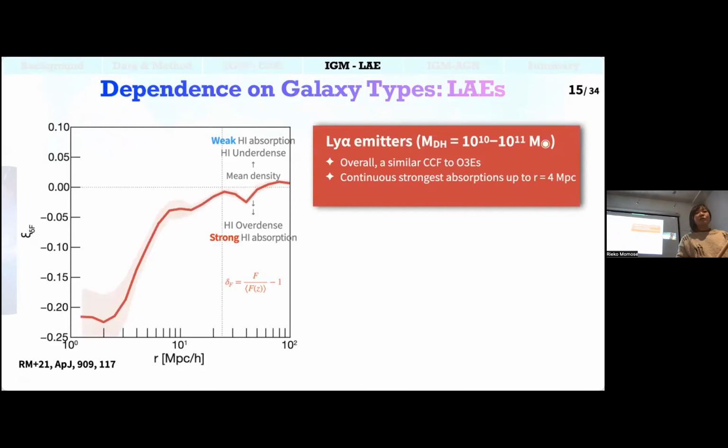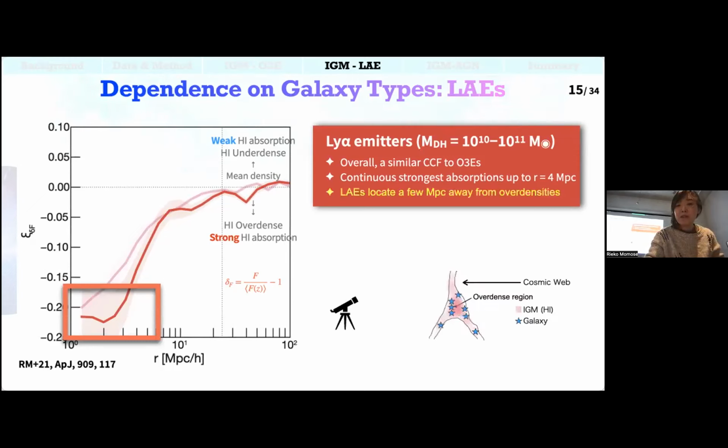Okay, then next I switch the topic to Lyman-alpha emitters, which are a well-used tracer of the high-redshift universe, of young star-forming galaxies characterized by strong Lyman-alpha emission. As a whole, the Lyman-alpha emitters' correlation function looks like that of O III emitters, as I overlaid with a faint pink line. But it has a notable difference, which is a flat correlation signal lasting up to 4 comoving megaparsec. Such a continuous signal cannot be explained unless Lyman-alpha emitters are generally a few megaparsec away from the IGM overdense region.